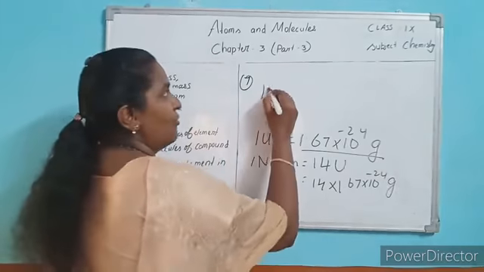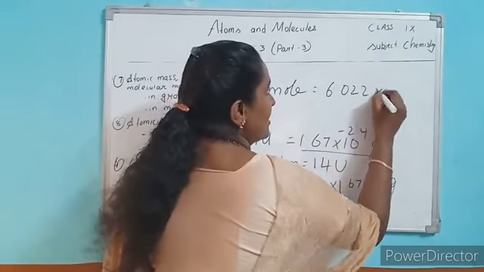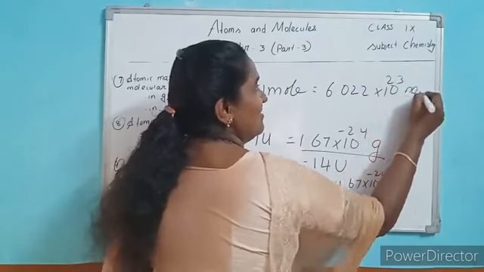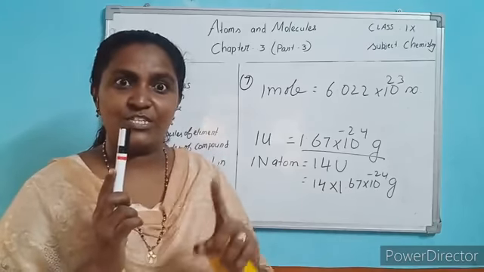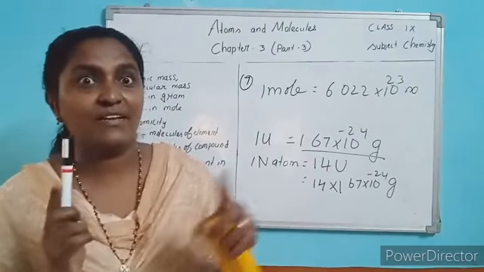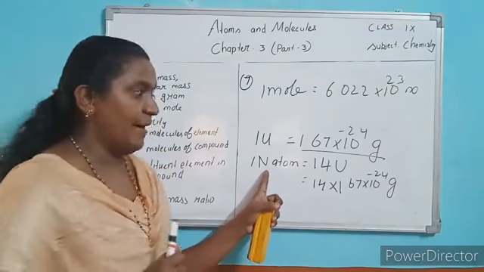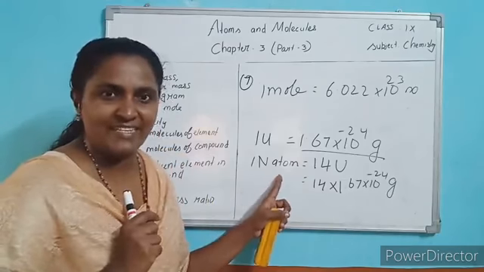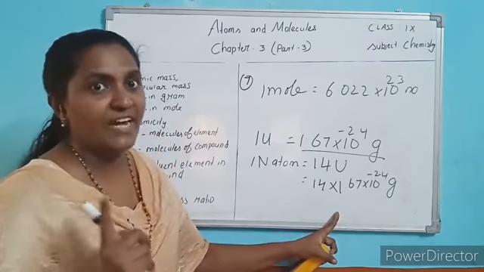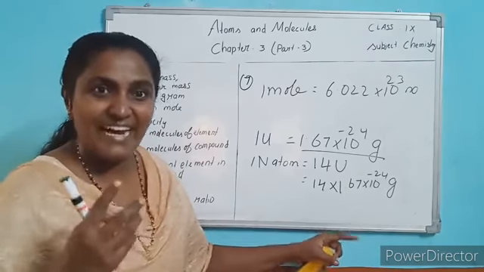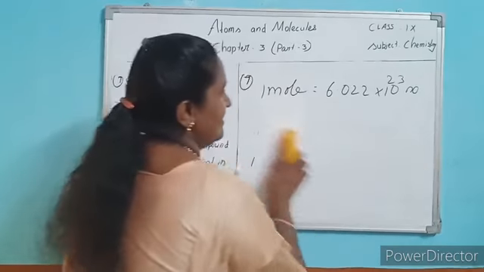The same way 1 mole. How many number do you know? 6.022 into 10 raised to 23 number. 1 mole of pen equals 6.022 into 10 raised to 23 pens. Such a long number. That's a big number. So now you know the weight of one nitrogen atom in gram. Now I am going to find 1 mole of nitrogen atoms in gram. Clear? Listen. Again I will write.